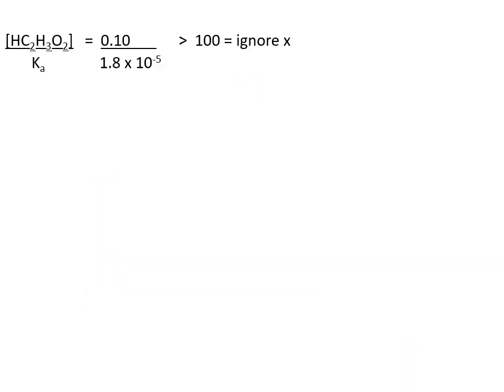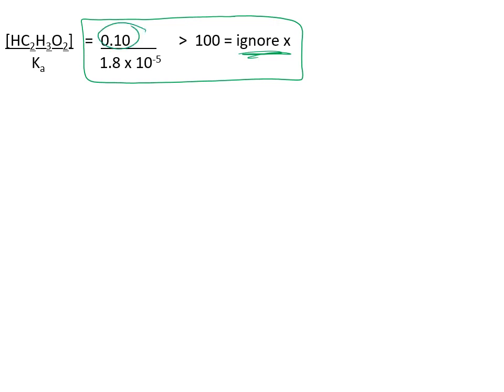Now what I can do, and I'm going to do here, is I'm going to use this 100 rule to see that I can ignore x. And again, if my concentration is divided by the K value, I can get an idea of what sort of change we're going to be seeing. How much is this going to be shifting to the right? How much product is going to be formed here?